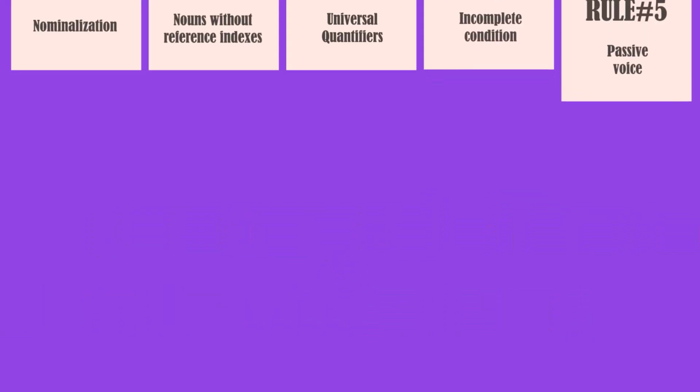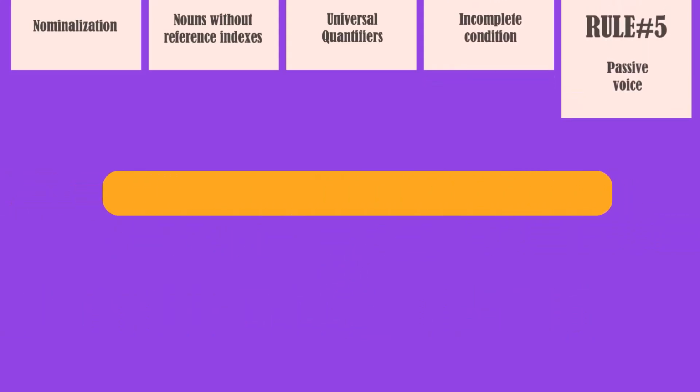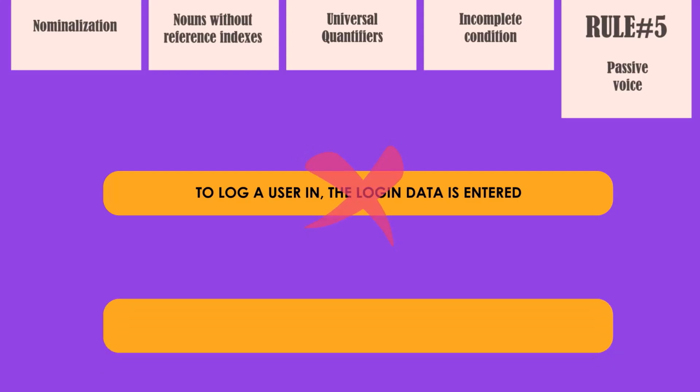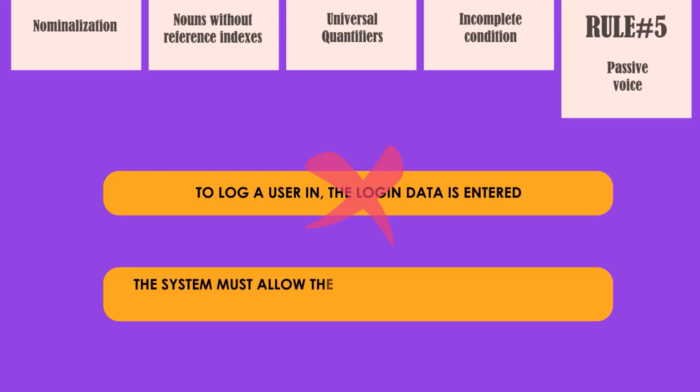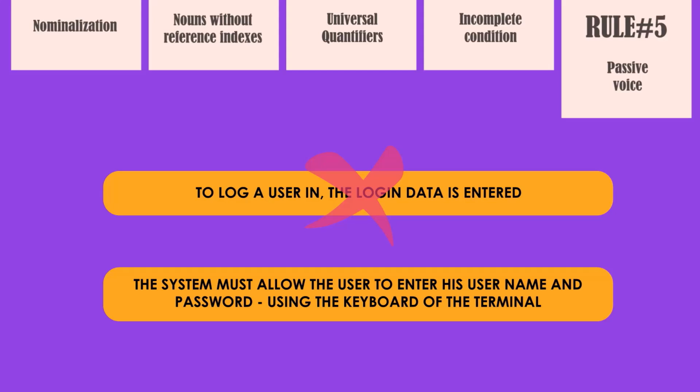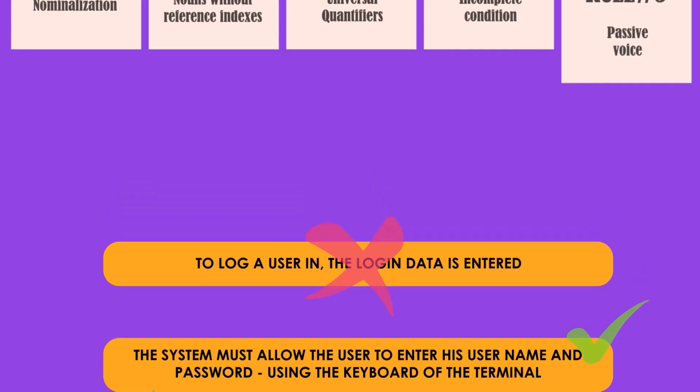Finally, requirement engineers should avoid passive voice. An example of passive voice is, to log a user in, the login data is entered. This statement should be transformed into an active voice for clarity and directness. Here's how you can rephrase it. The system must allow the user to enter his username and password using the keyboard of the terminal. In this way, the action and the entity performing the action are clearly identified.